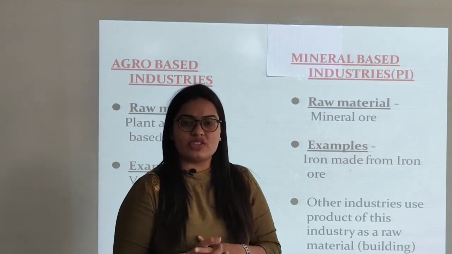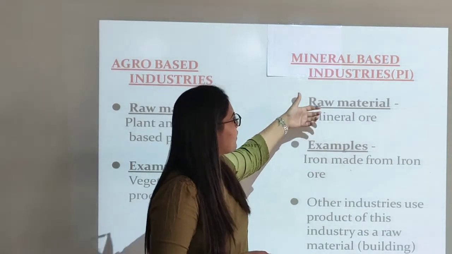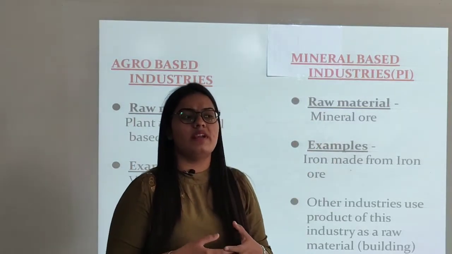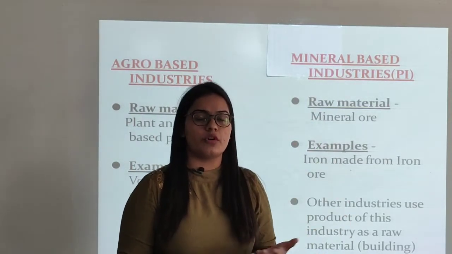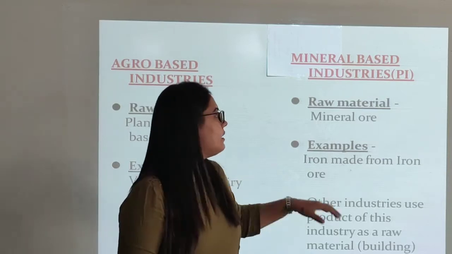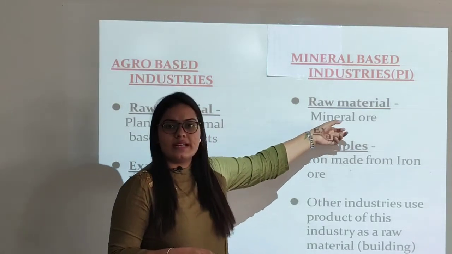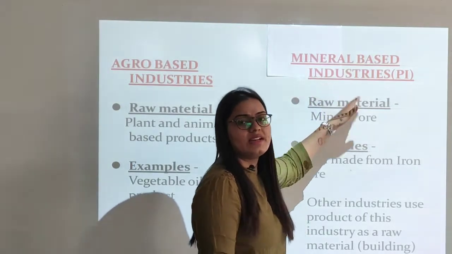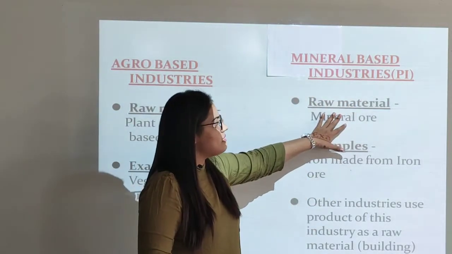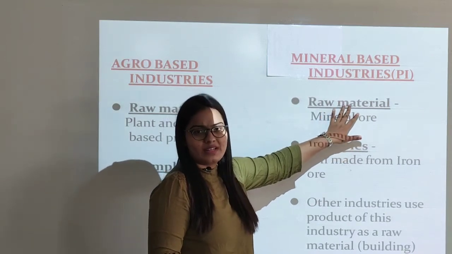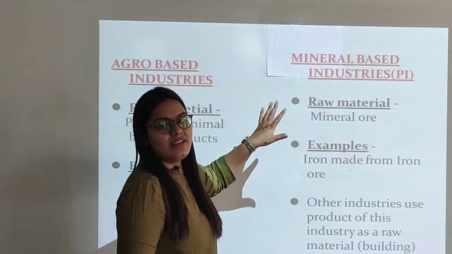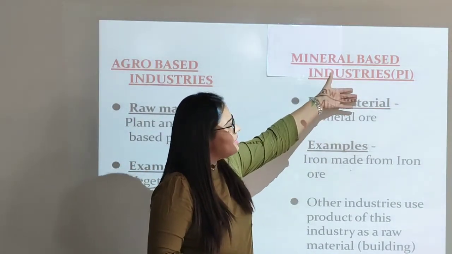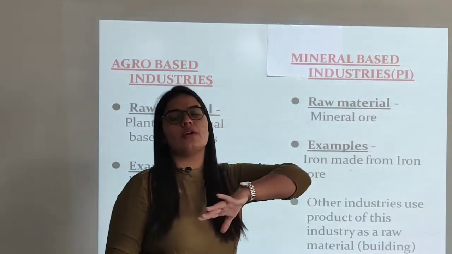Suppose the machine manufacturing industry is dependent on the mineral based industries, because to make machines they will require iron and wood for their manufacturing, so they depend on the mineral based industry. That's why the mineral based industries are also known as primary industries. The industries that depend on the mineral based or primary industry are known as the secondary industry, meaning they use the raw material manufactured by the primary industry as their raw material.